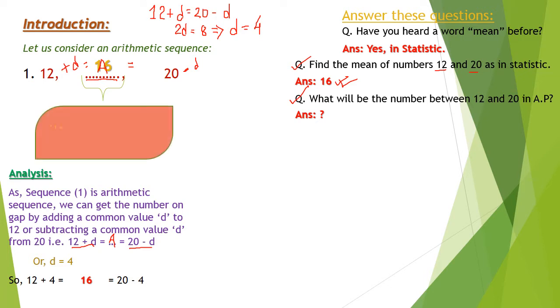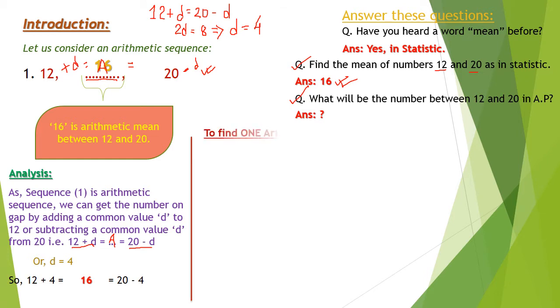Now you can see 16 is the arithmetic mean between 12 and 20. If there are only 3 terms in an arithmetic sequence, then we can find the mean. We can find the arithmetic mean between 2 terms exactly like we do in statistics. Or we can say that if we find the arithmetic mean between 2 numbers, then that will be the same in an arithmetic sequence also. So 16 is the arithmetic mean between 12 and 20.